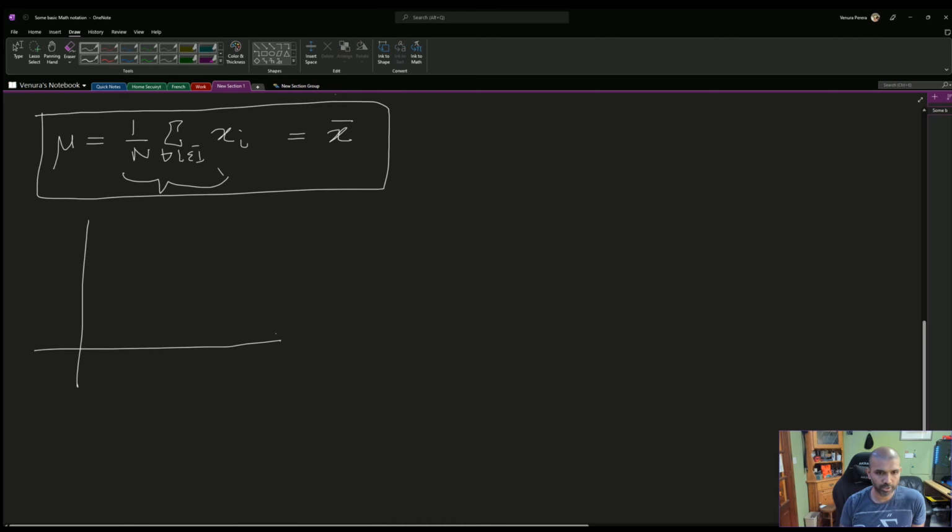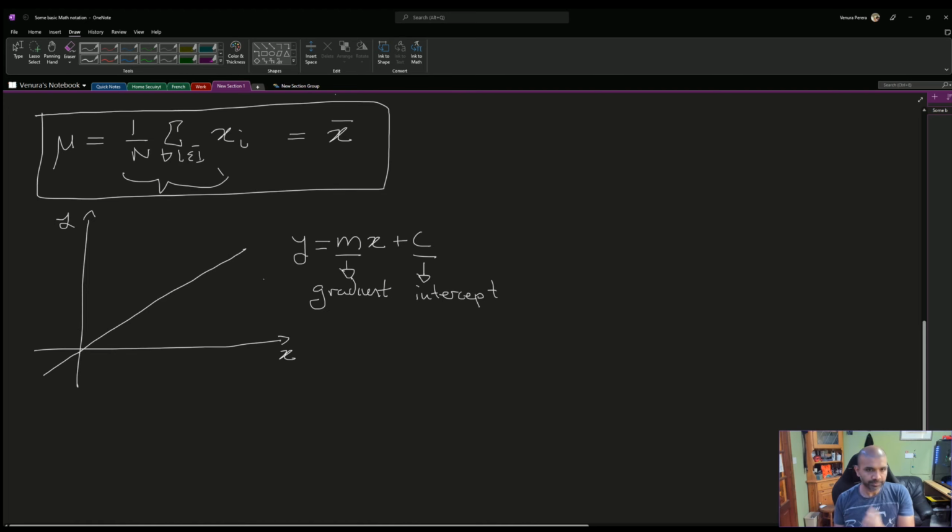If I draw this graph, you've probably all seen this graph before. I've got y up here, x down here, and there's my graph, right? We all know the function of this graph. If we generalize it, we have this function y equals mx plus c, where m is our gradient, and c is the intercept.